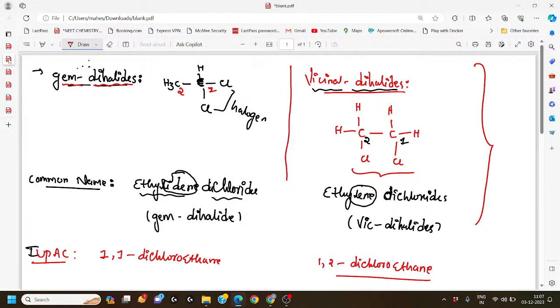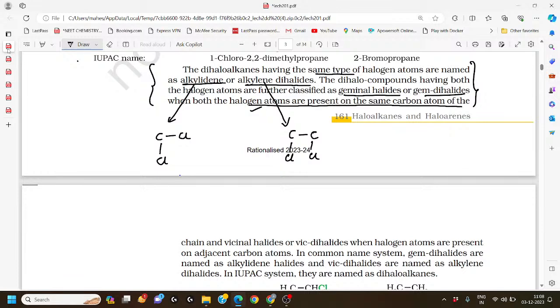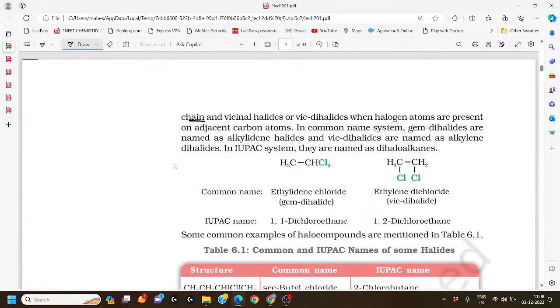is clear to you. Now let us try to understand what is present in the NCERT. The dihaloalkanes having the same type of halogen atoms are named alkylidene or alkylene dihalides. Alkylidene is given to the compound where both halogens are attached to the same carbon atom. So alkylene is given to two carbons having one chlorine attached to each. The dihalo compounds having both halogen atoms are further classified as geminal dihalides or gem dihalides when both the halogen atoms are present on the same carbon atom, and vicinal dihalides when halogen atoms are present on adjacent carbon atoms.